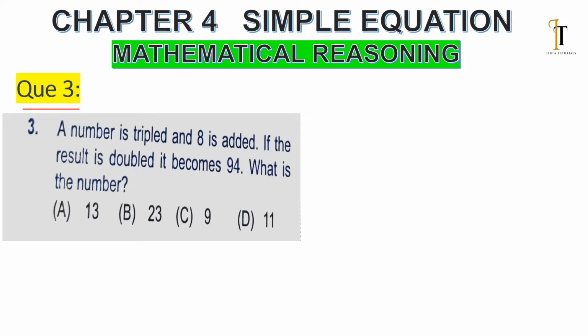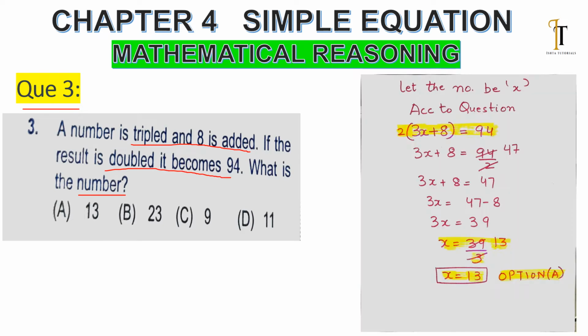Question number 3. A number is tripled and 8 is added. If the result is doubled, it becomes 94. What is the number? Here you need to let the number be x. According to the question, a number is tripled means 3x, and 8 is added means plus 8. If the result so obtained is multiplied by 2, meaning doubled, it becomes 94. So here is the equation. Now solving for x, we got x is equal to 13. Now check in the options. So it's option A.